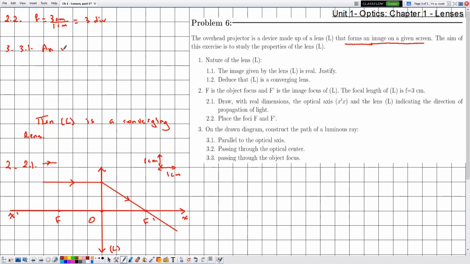An incident ray parallel to the optical axis emerges passing through the image focus.